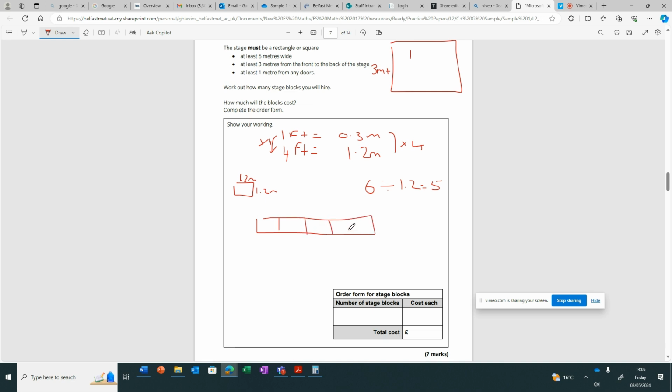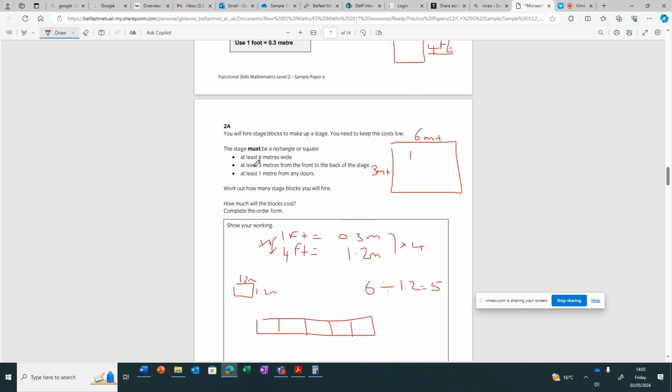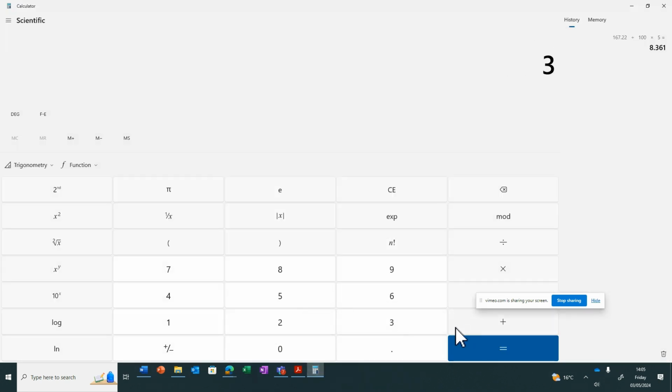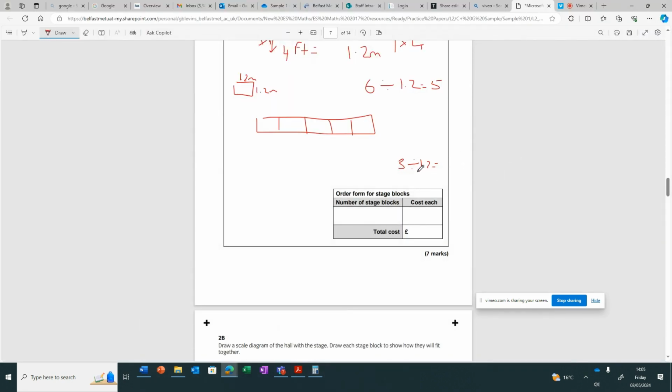Now this is 3 meters. Well, 3 divided by 1.2 is going to give me a decimal number. So I'll get 2 and a bit blocks, 2.5. Well, I can't have 2.5 blocks, I can't count them, so I'll have to go for 3. So I'll have another row, and another row.